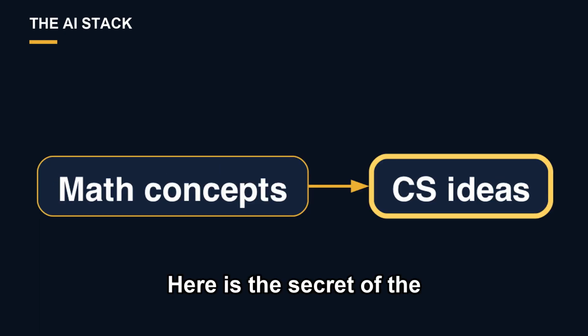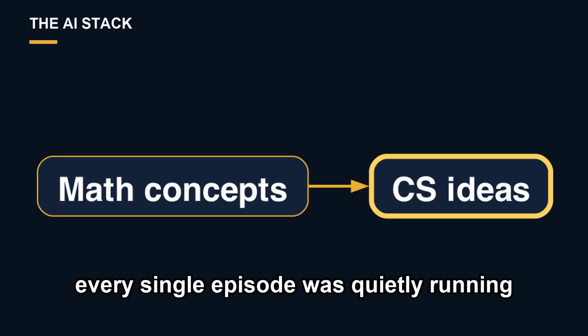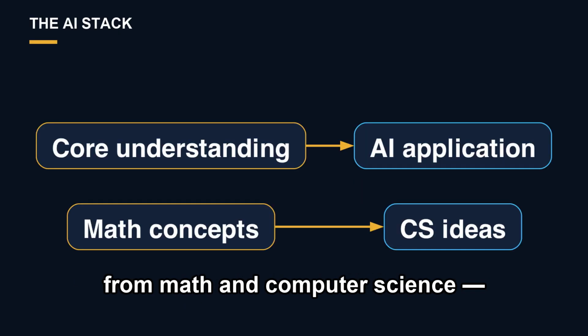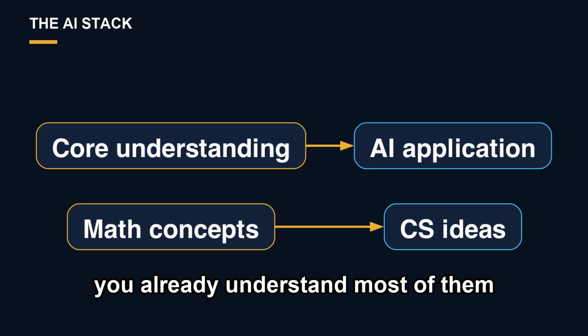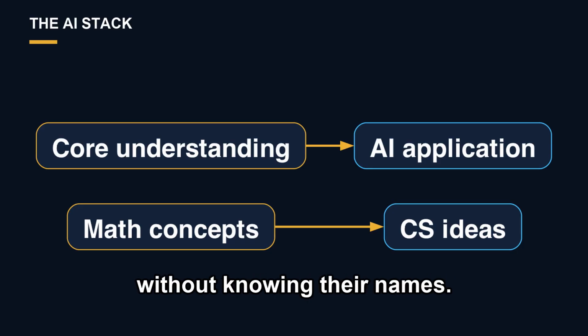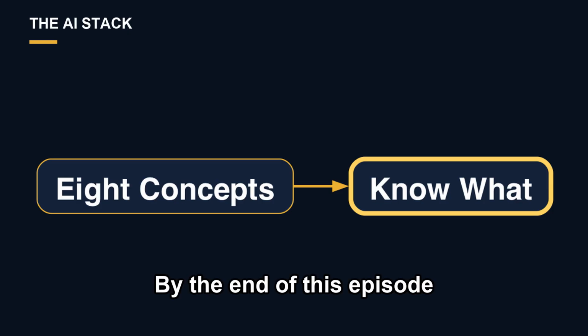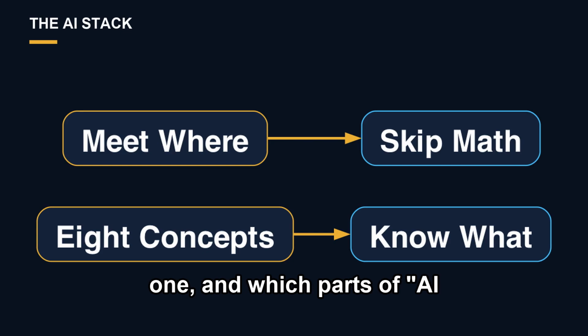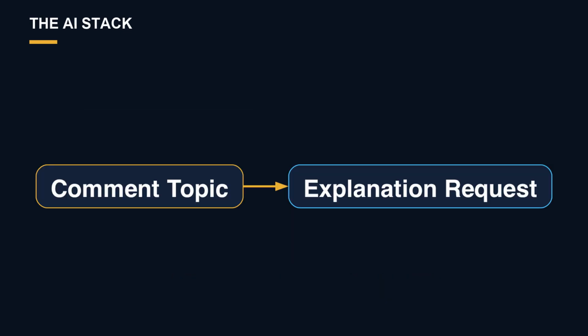Here is the secret of the whole course you have just watched. Every single episode was quietly running on a small set of ideas from math and computer science, about 8 of them, and you already understand most of them without knowing their names. By the end of this episode, you will know what those 8 are, where you already met each one, and which parts of AI math you can genuinely skip. This is the episode that turns fear into a checklist.